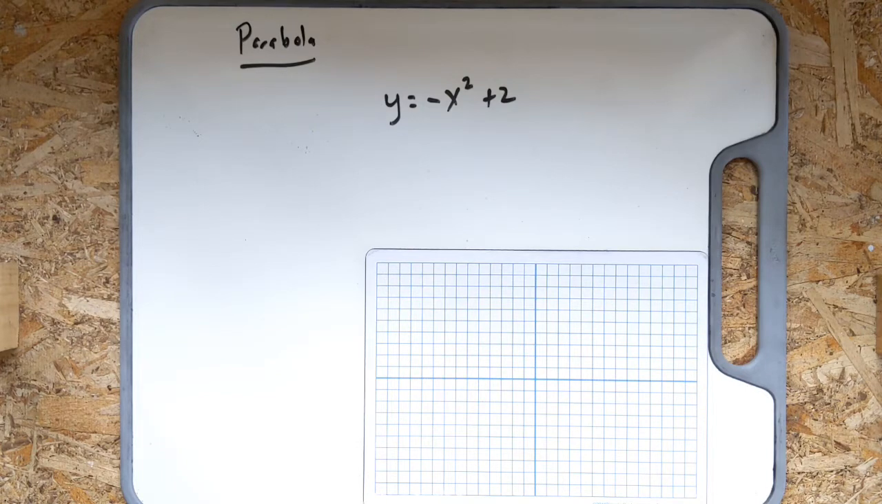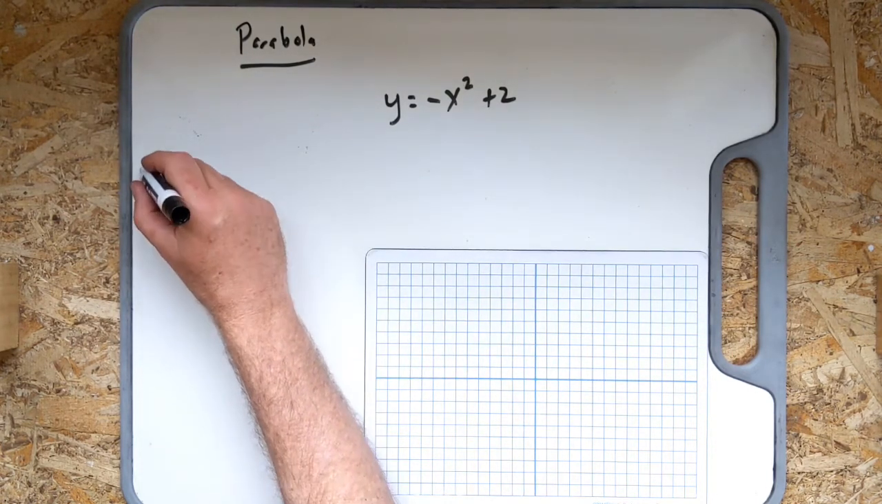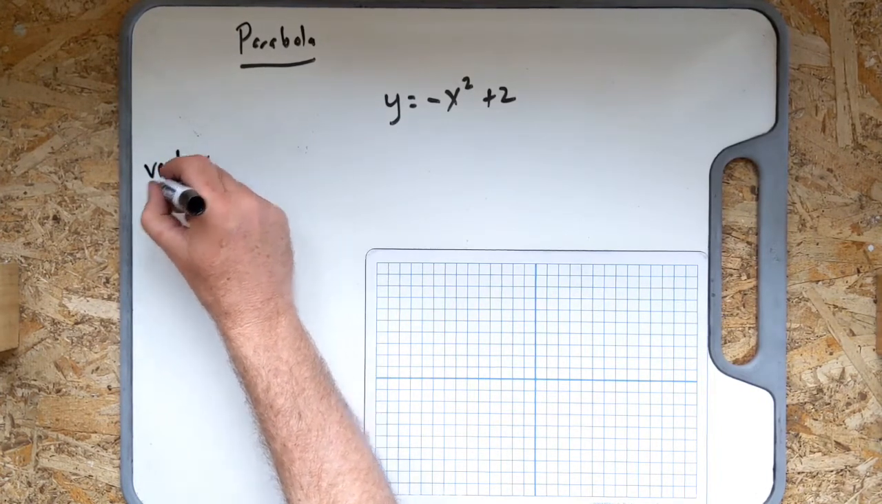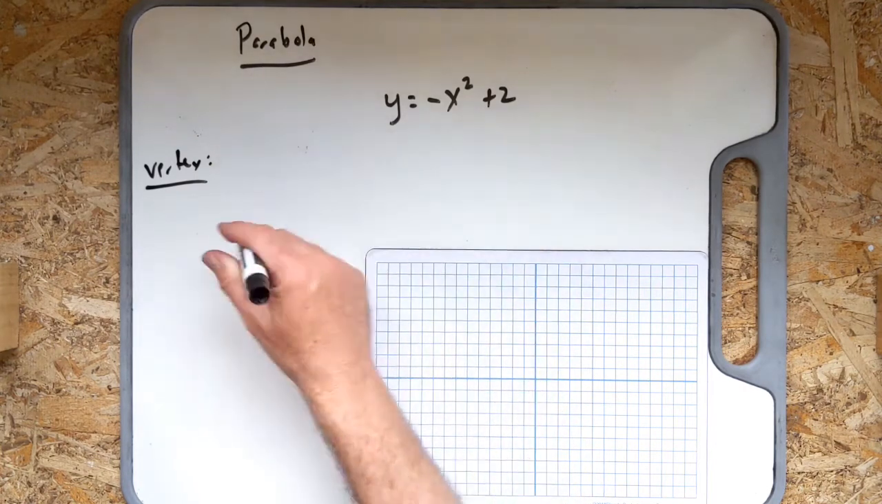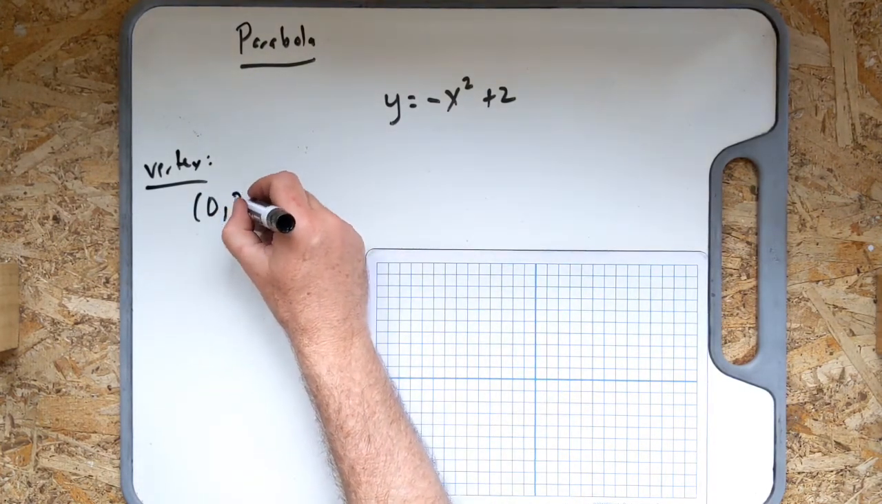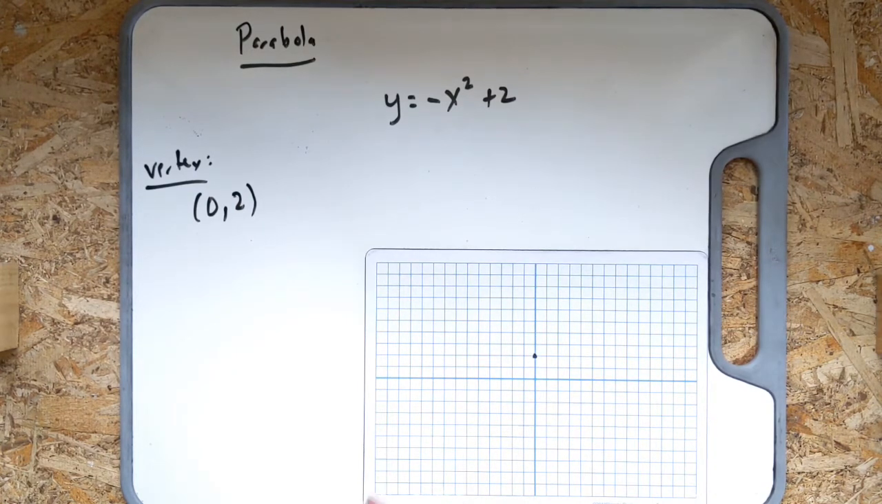Okay, if you're back, let's start with the vertex before we do anything. The vertex is simply, there's nothing there. It's not x minus h, it's just x squared. So the vertex is actually (0, 2). So it's right there. What does the negative sign do?